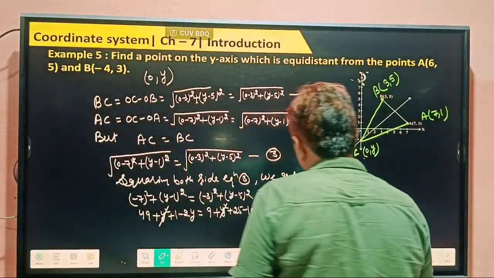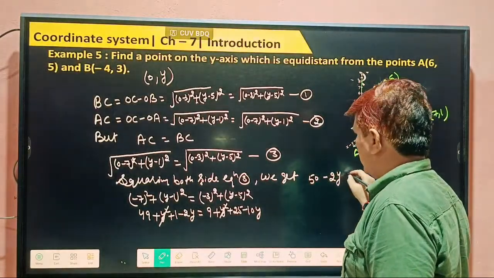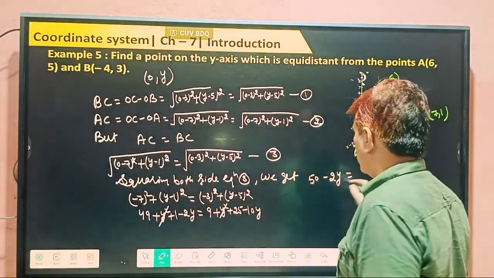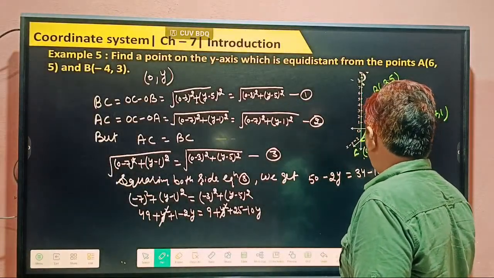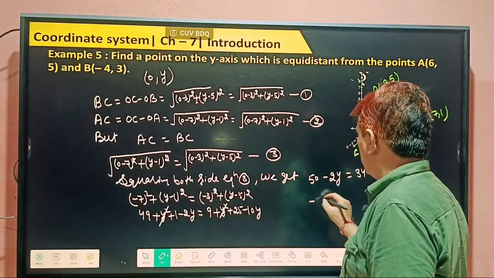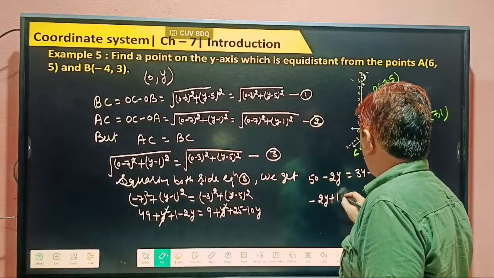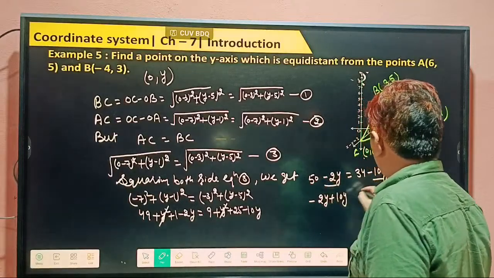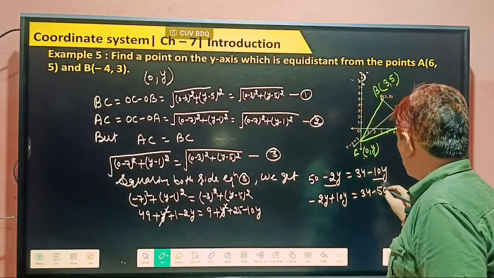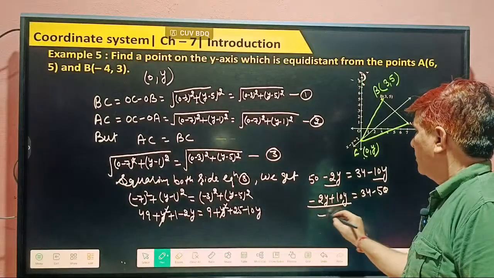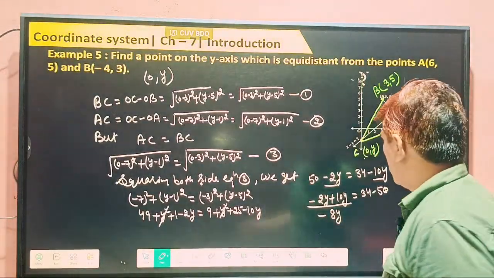So 49 plus 1, 50 minus 2y equal to 25 plus 9, 34 minus 10y. Take y on one side, minus 2y plus 10y. This and this is equal to 34 minus 50. What's 50? How much is this? Minus 8y. 2y of minus, 10y of plus.